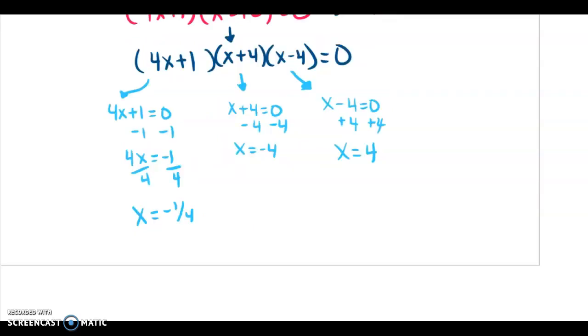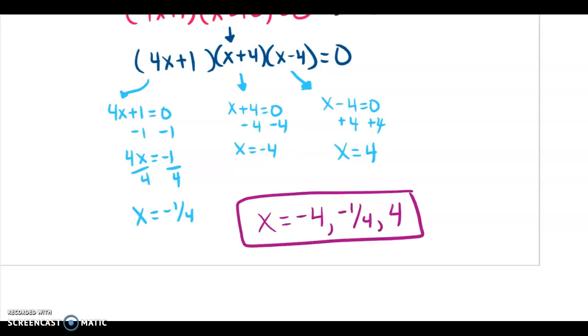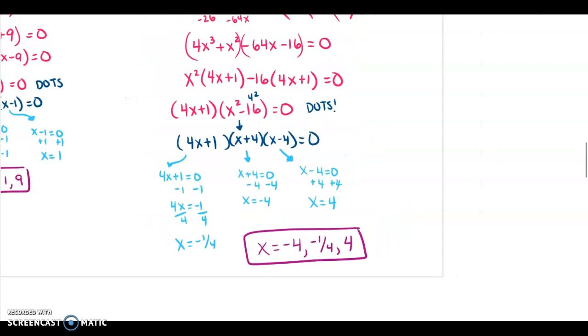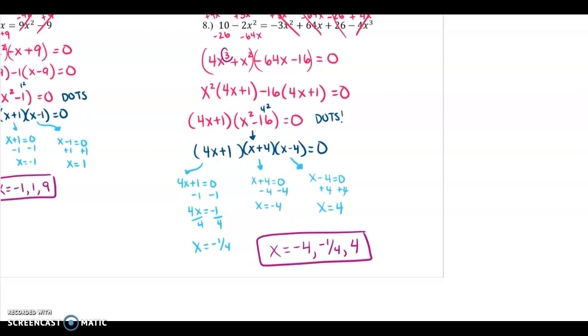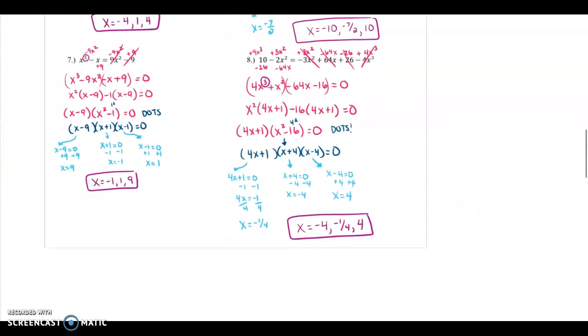So I just showed that really quickly right there. Take a moment and review it. But my answer should be x is equal to -4, -1/4, and 4. Okay, those are my 3 answers. And once again, that highest exponent that I had was a cube, so it works out.